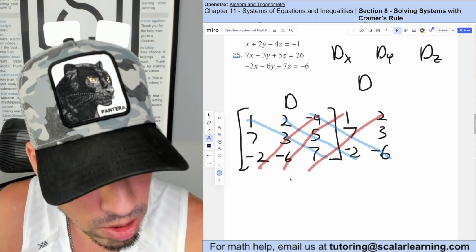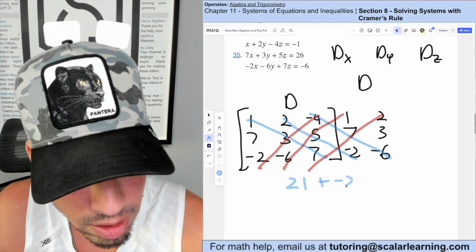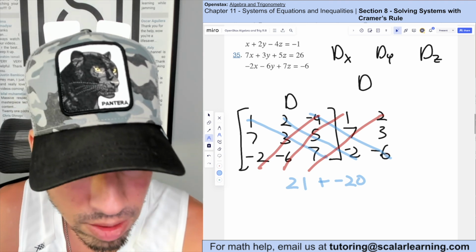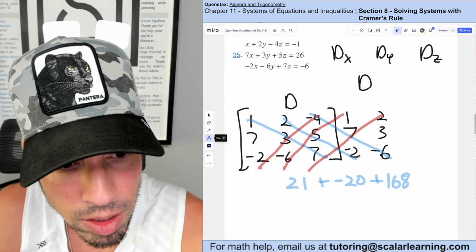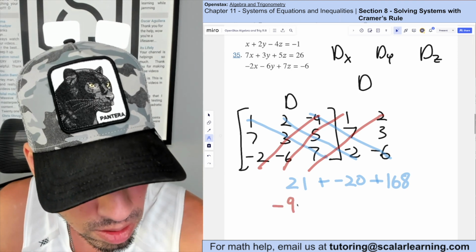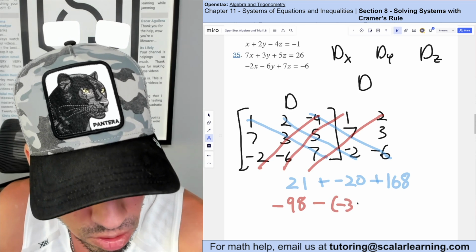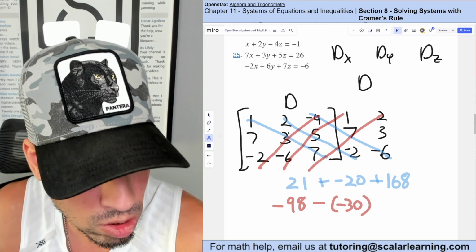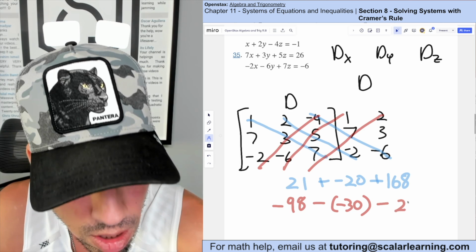So 1 times 3 times 7 is 21, plus 2 times 5 times -2, that's -20, plus -4 times 7 is -28, times -6 is +168. And then we say minus 2 times 7 times 7, that's -98. 1 times 5 times -6, that's -30, and we're minusing it again. All in the red, we're minusing. And then -4 times 3 is -12, times -2 is +24, so -24.